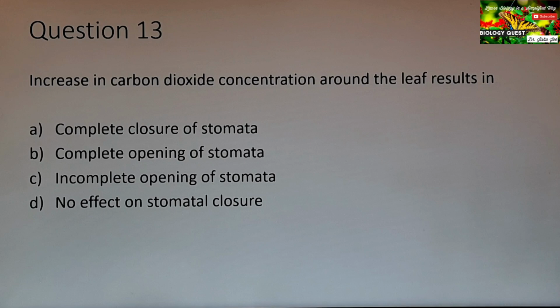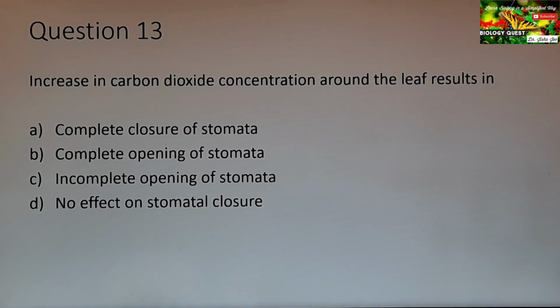Question 13. Increase in carbon dioxide concentration around the leaf results in. We know carbon dioxide concentration is also an external factor that affects transpiration. The normal carbon dioxide concentration in the air is 0.03%, and an increase from this normal level causes stomatal closure, resulting in a decrease in the rate of transpiration. So let me read the question once again. Increase in carbon dioxide concentration around the leaf results in. Option A, complete closure of stomata; complete opening of stomata; incomplete opening of stomata; no effect on stomatal closure.